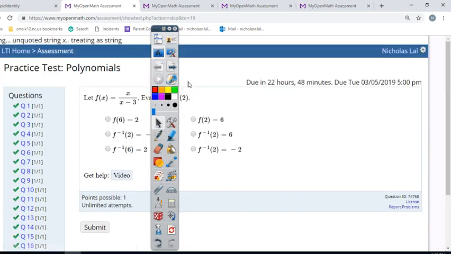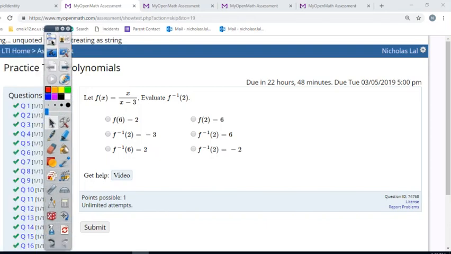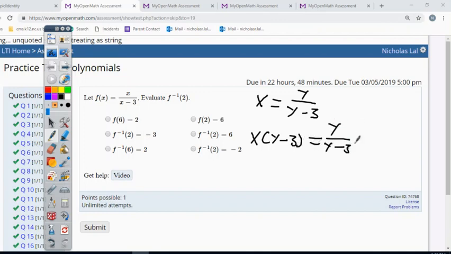Question 20. Let f of x equals x over x minus 3. Evaluate the inverse function of 2. What do I need to do? Find the inverse. x is equal to y over y minus 3. Multiply each side by y minus 3. x times y minus 3 equals y over y minus 3 times y minus 3. The y minus 3's cancel out. x times y minus 3 is xy minus 3x, which is equal to y.